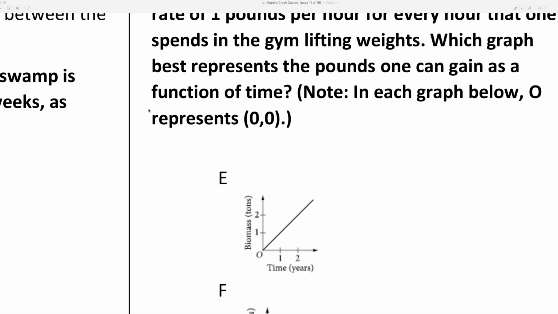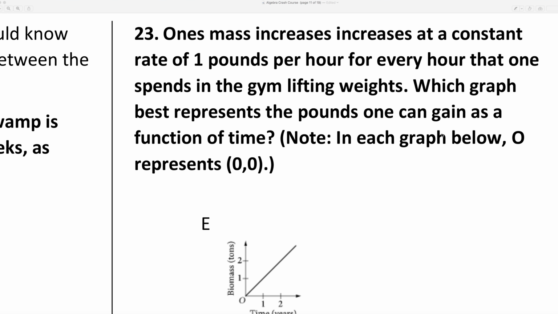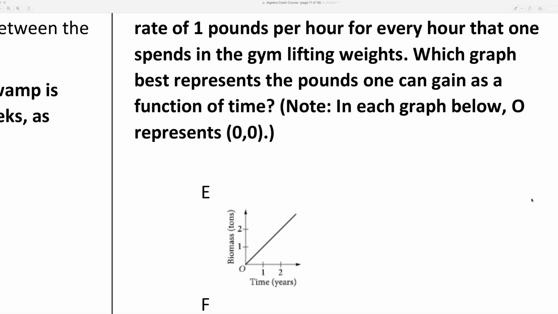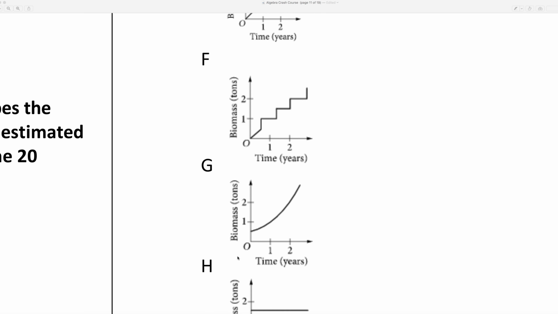All right, let's look at that. And it's growth because it keeps getting bigger. And then when you look at this, it says it increases at a constant rate, 1 pound per hour. Constant rate, 1 pound per hour, that's a slope of 1. That's a linear equation. So that would be choice E, the linear equation.